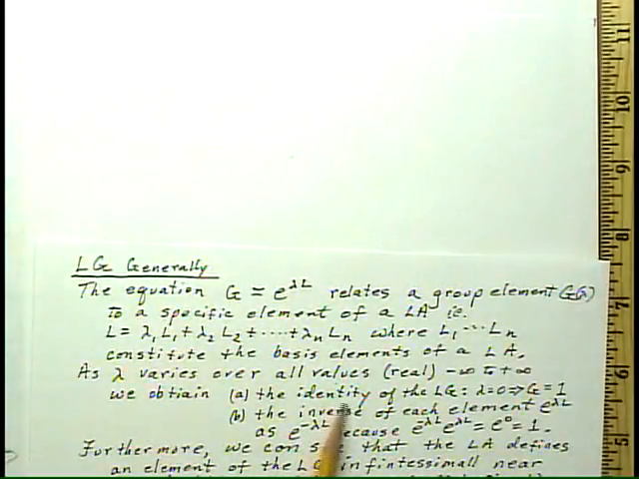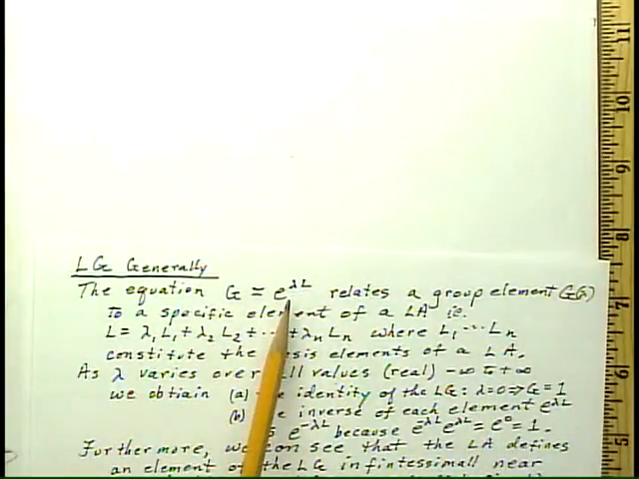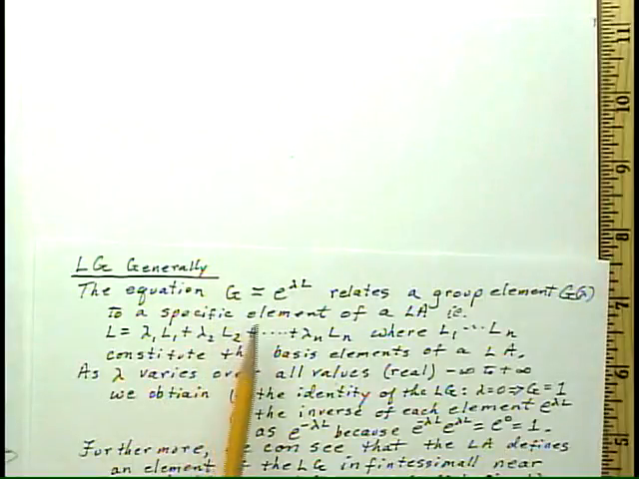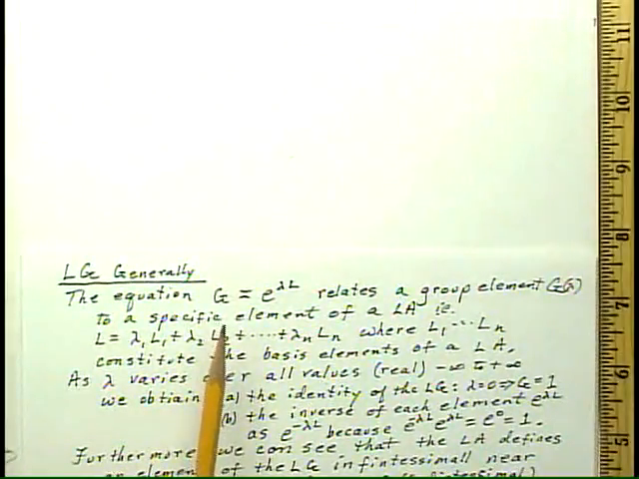we then obtain the identity of the Lie group when lambda is equal to 0. Because when lambda is equal to 0, we get e to the 0, which gives us the identity element 1. And so this is basically why we say that, as lambda becomes infinitesimal and we move away from the identity, the Lie group is mapping out all of the transformations that are infinitesimally near the identity. Precisely because as we move away from lambda equals 0 to larger and larger values of lambda, we're moving away from that one element where G was equal to 1.